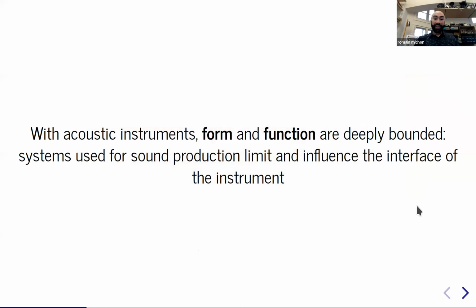Okay, so with acoustic instruments, form and function are deeply bound. This is really something very important that we're seeing here. Systems used for sound production limit and influence the interface of the instrument. So what does that mean? It means that if you have a saxophone, like the one that we saw before, the place where the sound is being produced is more or less the same as the place where you control the instrument.